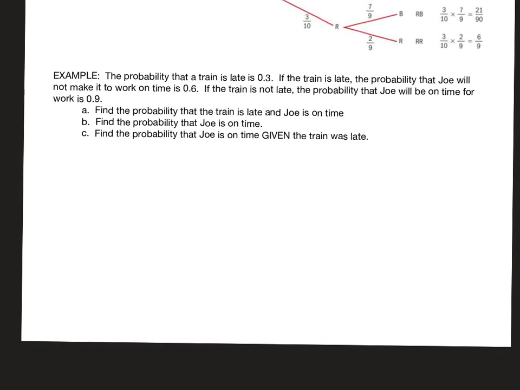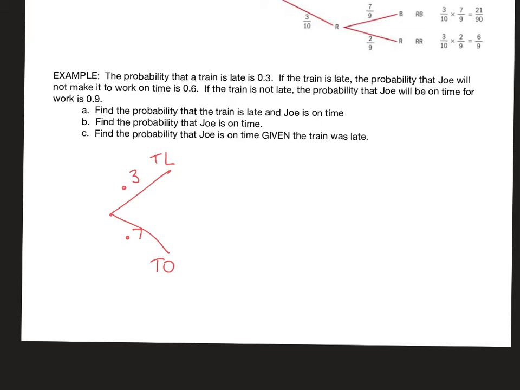Okay, so we have the probability that a train is late is 0.3. So let me start a tree diagram here. We could have the train being late, or we could have the train being on time. Okay, so I'm just using some abbreviations. If this is 0.3, this over here has to be 0.7 because every branch always adds up to be 1.